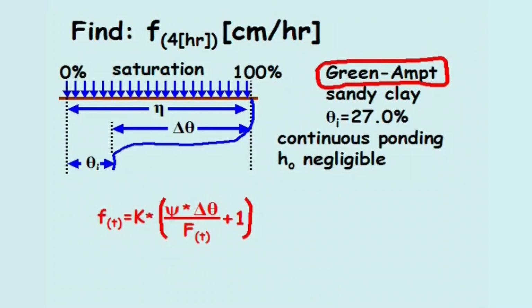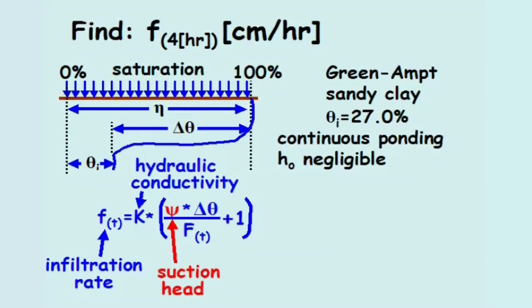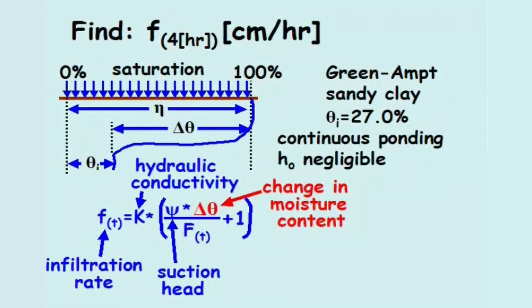The Green-Ampt equation for infiltration rate is: the infiltration rate at time t equals the hydraulic conductivity times the quantity, the soil suction head, psi, times the change in moisture content when the wetting front passes the dry soil, delta theta, divided by the cumulative infiltration at time t, plus 1.